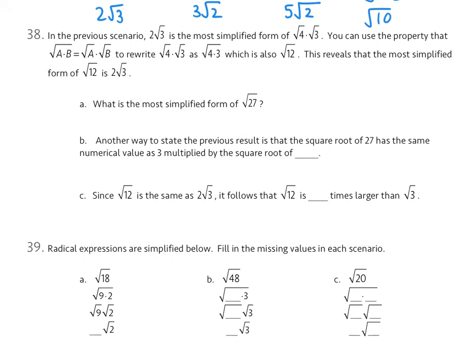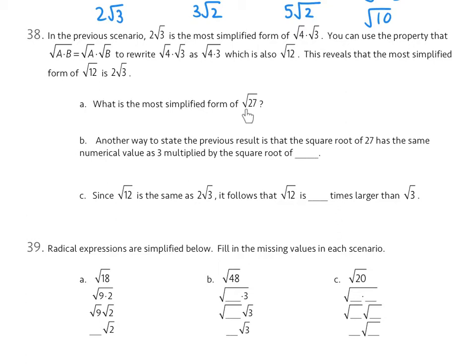38. In the previous scenario, 2 root 3 is the most simplified form of the square root of 4 times the square root of 3. You can use the property that the square root of a times b equals the square root of a times the square root of b to rewrite the square root of 4 times the square root of 3 as the square root of 4 times 3, which is also the square root of 12. This reveals that the most simplified form of the square root of 12 is 2 root 3.